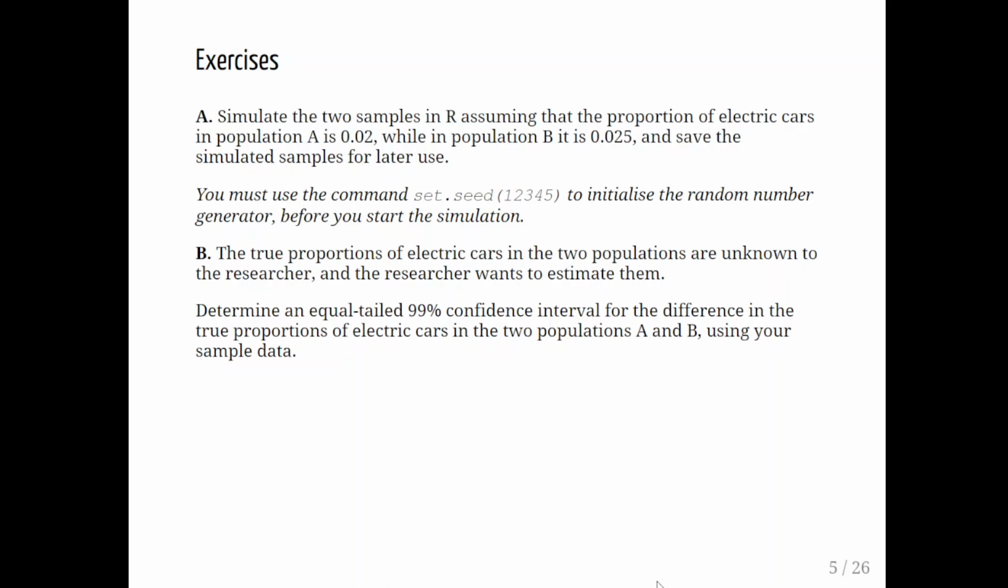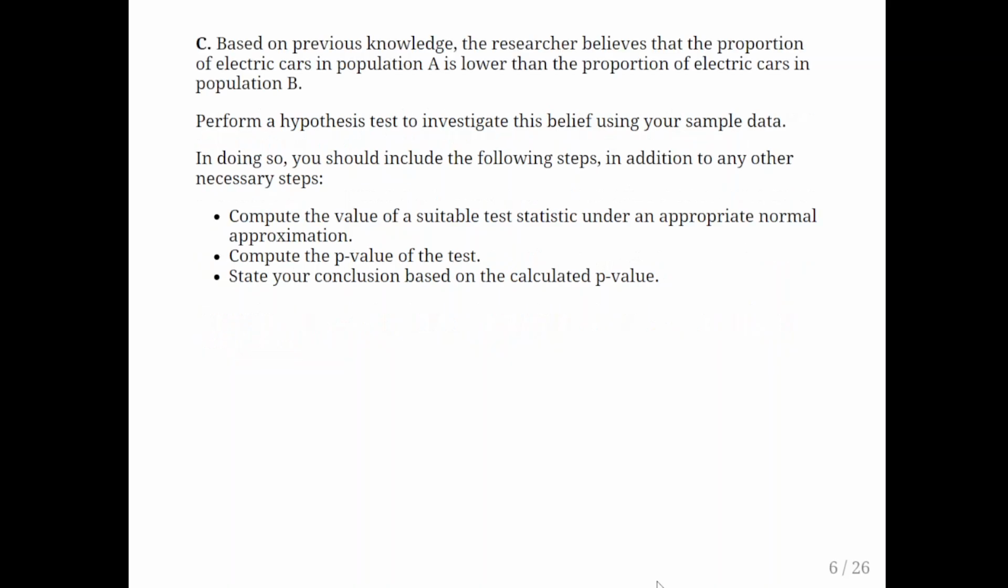Okay, the true proportions of electric cars in the two populations are unknown to the researcher. They're known to us, but not to the researcher. Well, we're setting up a sample anyway, so maybe it's not even known to us. The researcher wants to estimate them. Determine an equal-tailed 99% confidence interval for the difference in the true proportion of electric cars in the two populations using your sample data. And finally, based on previous knowledge, the researcher believes that the proportion of electric cars in population A is lower than the proportion of electric cars in population B. Okay, perform a hypothesis test to investigate this belief using your sample data.